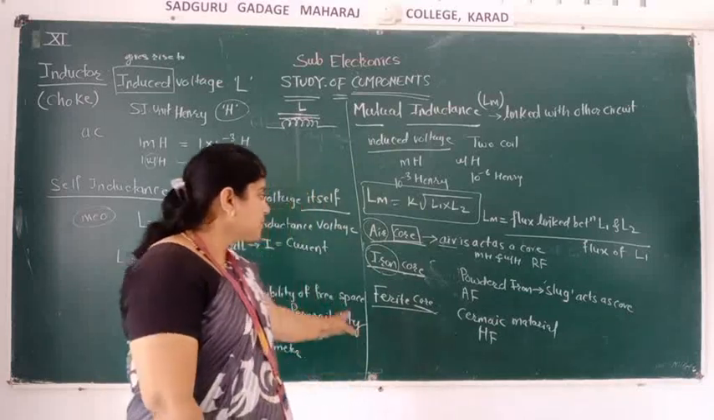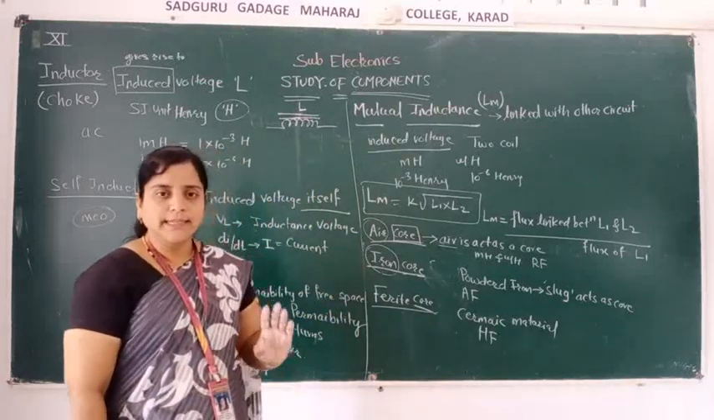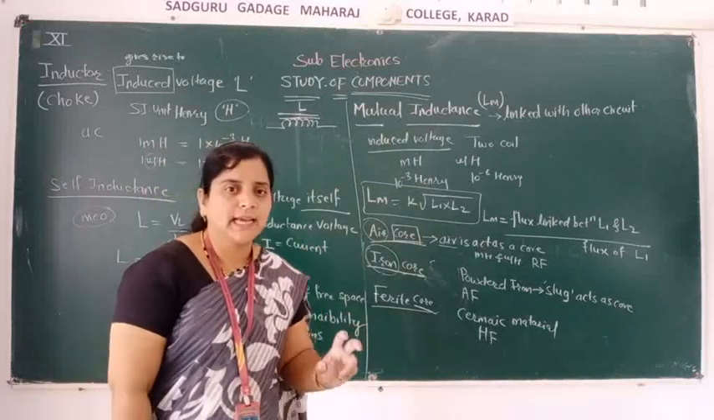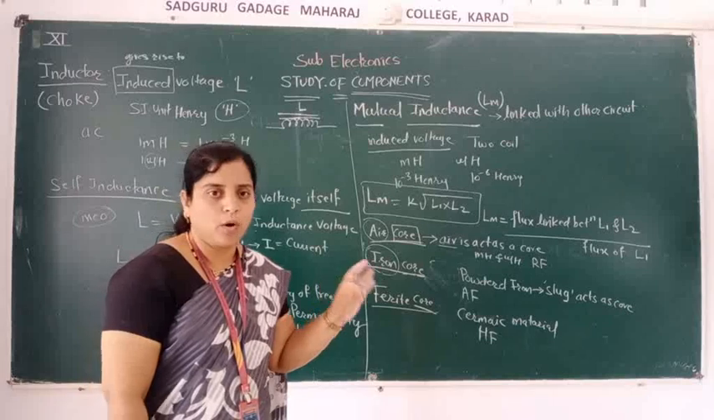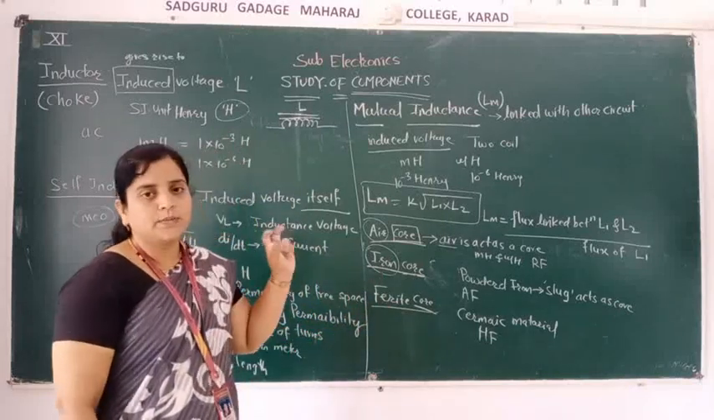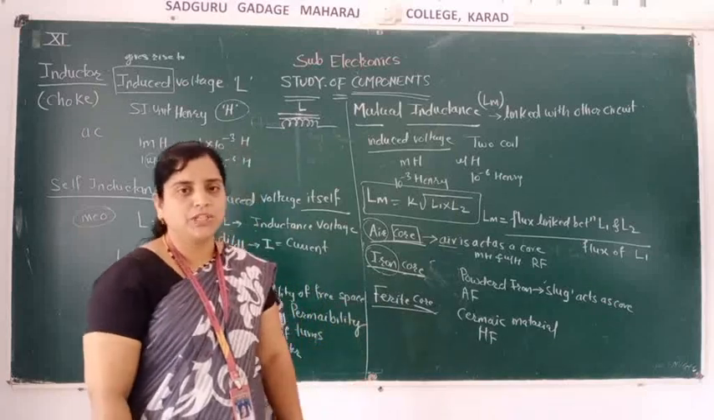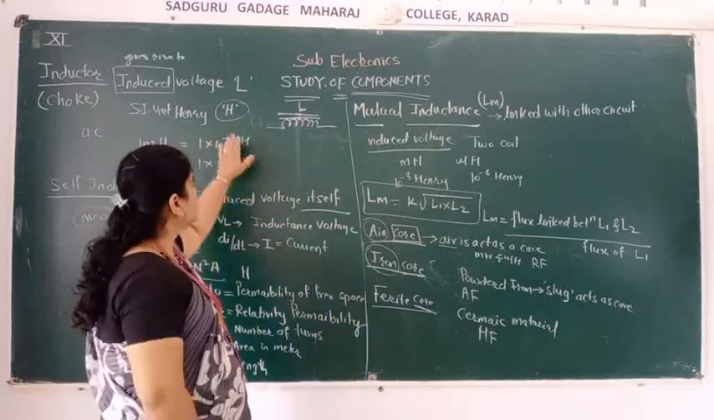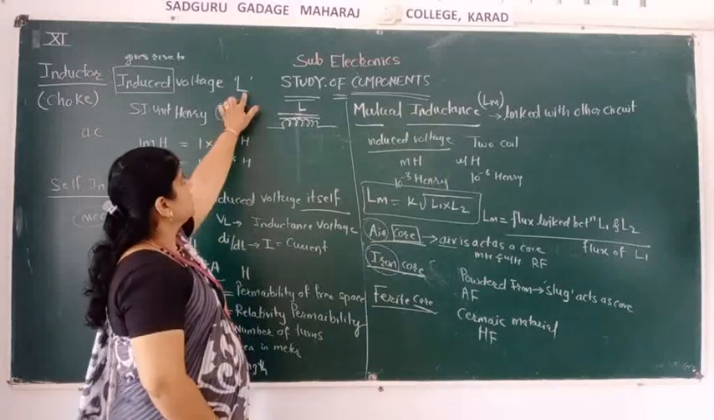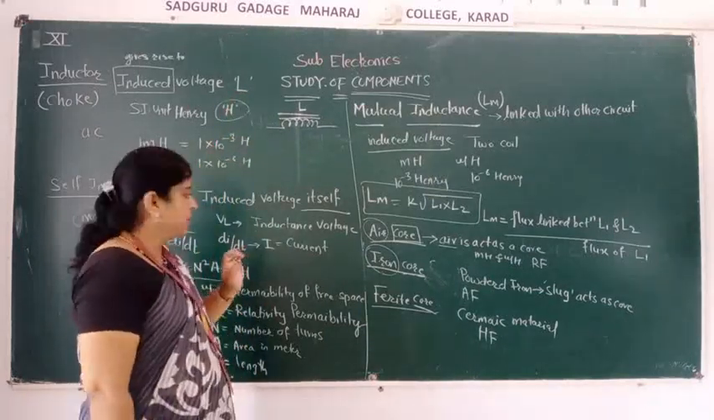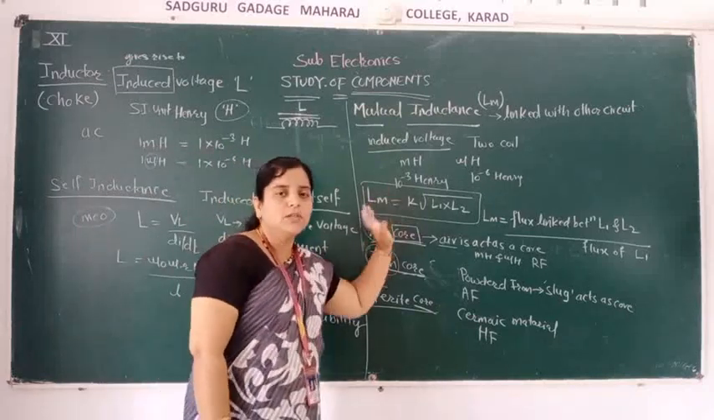Okay, so what we have seen in this lecture: what is an inductor, what are the basic types, and what material an inductor is made of. Inductor induces voltage when current is varying. It is measured in Henry, and the symbol for inductor is capital L. And basically there are 2 types: self-inductance and mutual inductance.